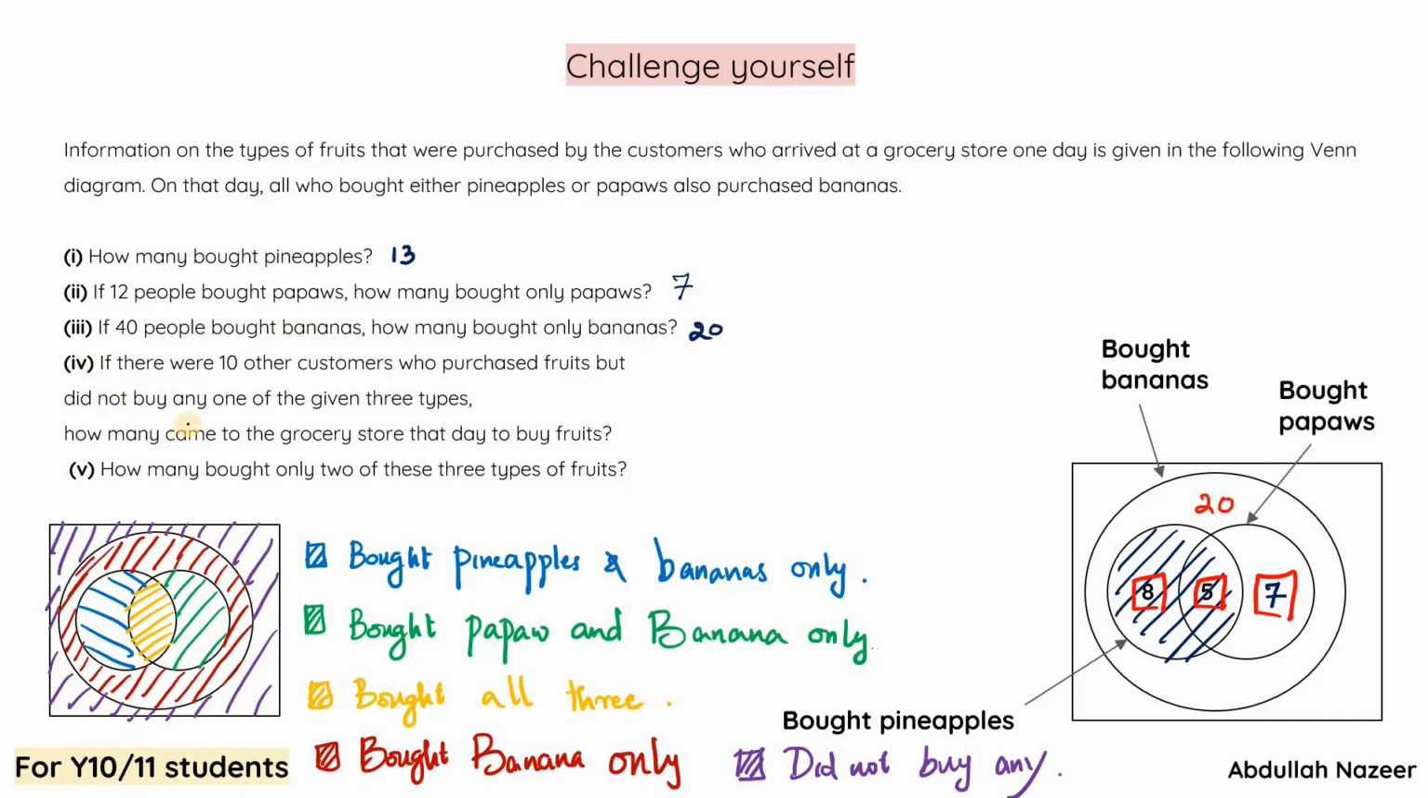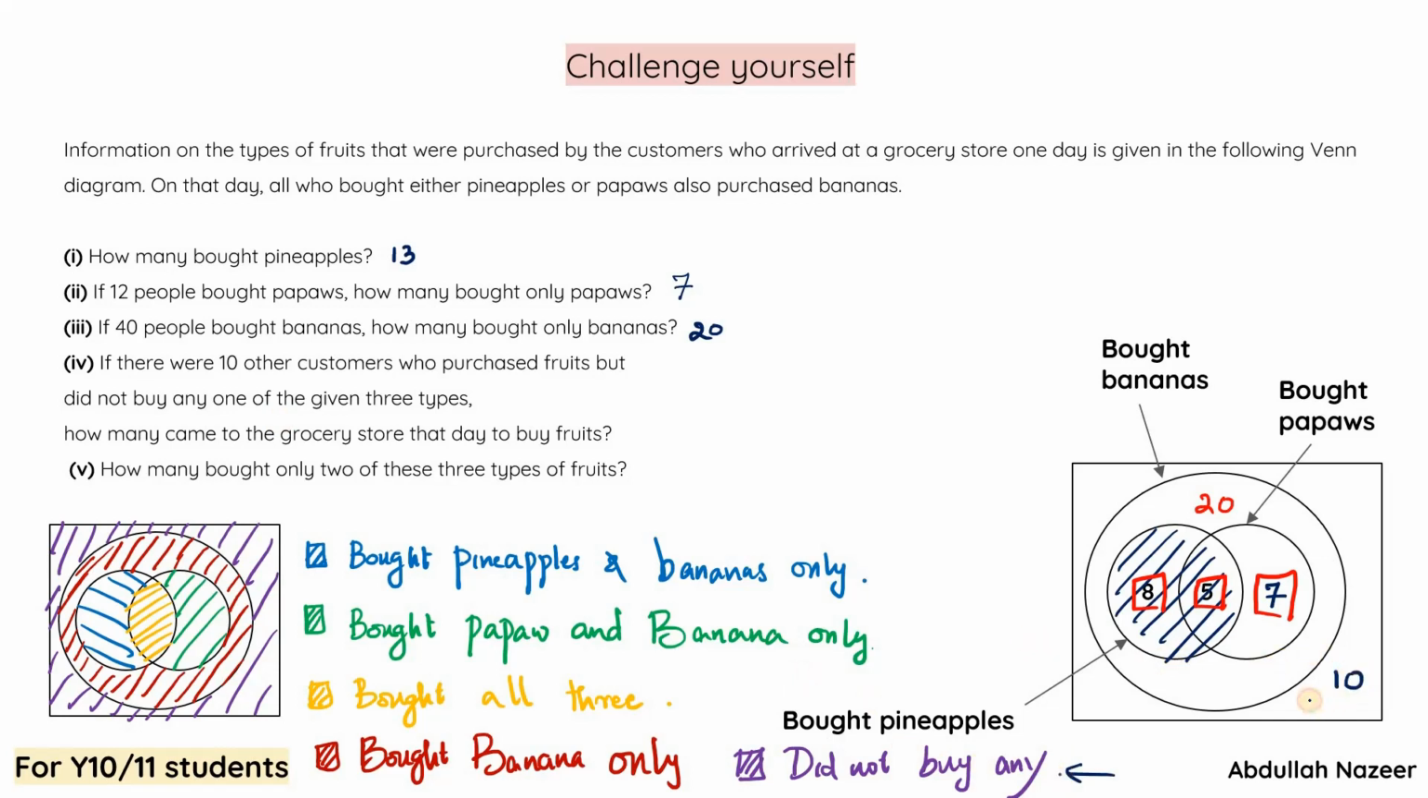Fourth question, if there were 10 other customers who purchased fruits but did not buy any of the given three types. So if they did not buy any of the three given types, they would be the outside region, the purple region, did not buy any. So the number of people who belong to that region is 10.